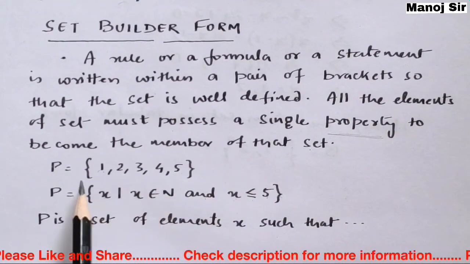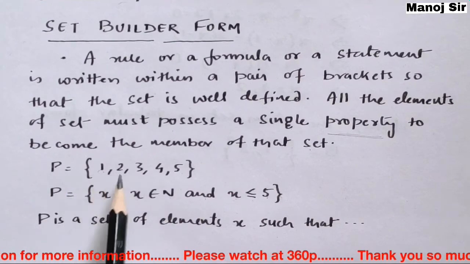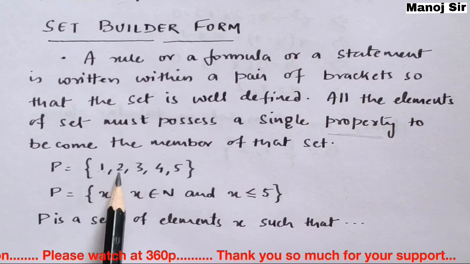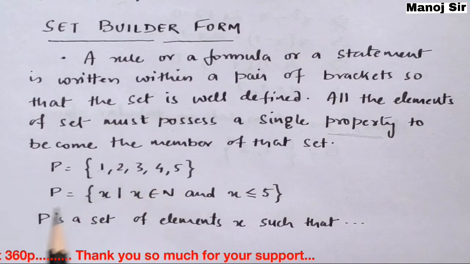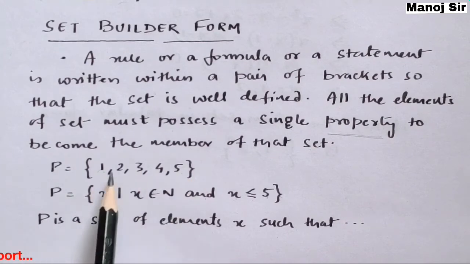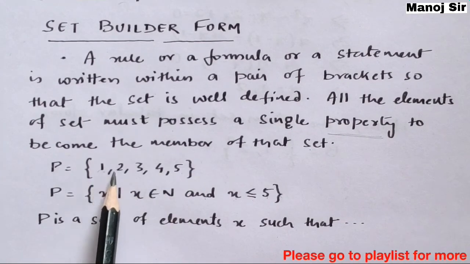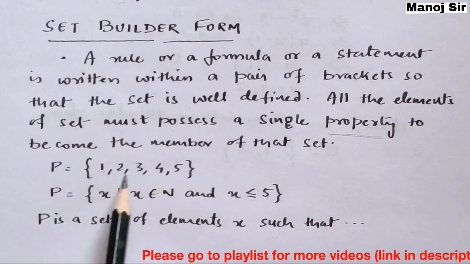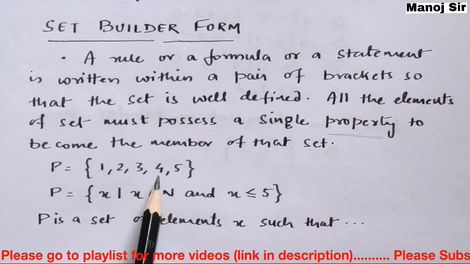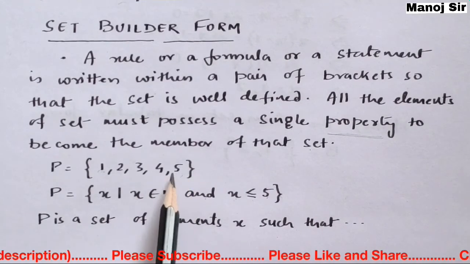Let us take one example. Here we have a set P, whose elements are 1, 2, 3, 4, 5. If you closely observe, this is the roster form. Now these 1, 2, 3, 4, 5 are positive integers, or we can say these are all natural numbers up to 5.